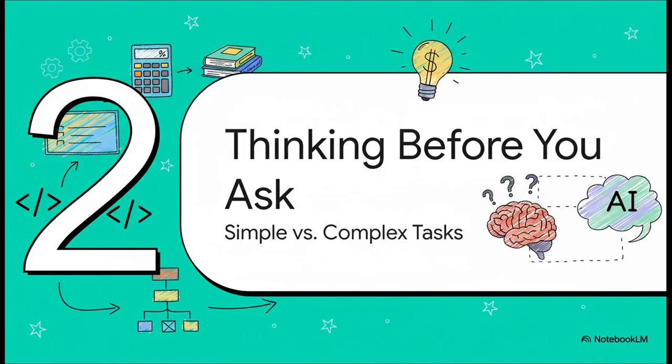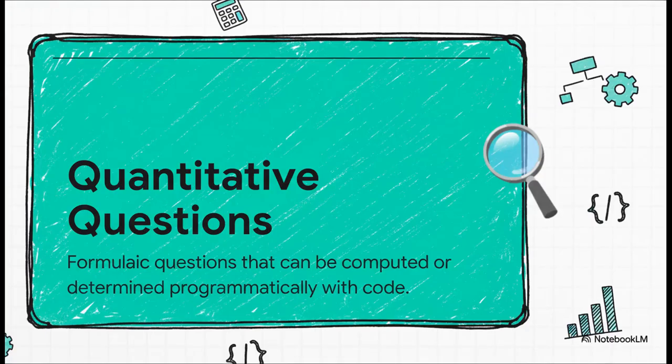And that brings us to this core concept: thinking before you ask. It's all about separating your questions into two totally different buckets. You've got the simple, straightforward tasks on one side, and on the other, the really complex questions that actually need the horsepower of an LLM. Let's define that first bucket. We're going to call them quantitative questions. Think of these as the predictable, formulaic tasks. Questions like, hey, what was our total revenue for Q2? Or how many users signed up last week? If you have the data, these can almost always be answered with code.